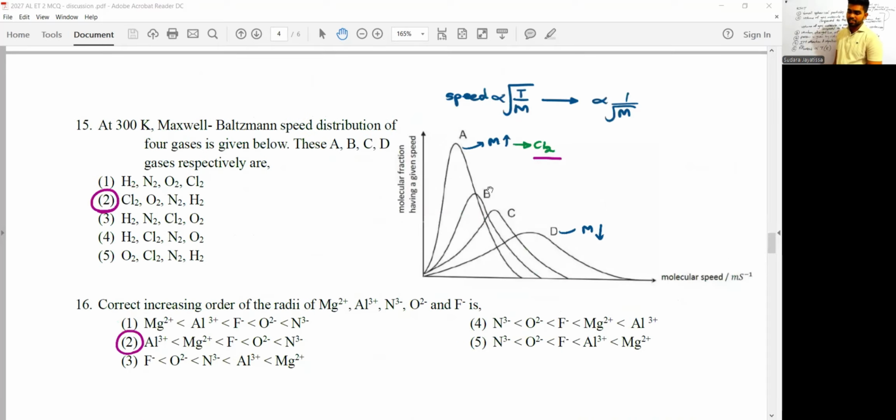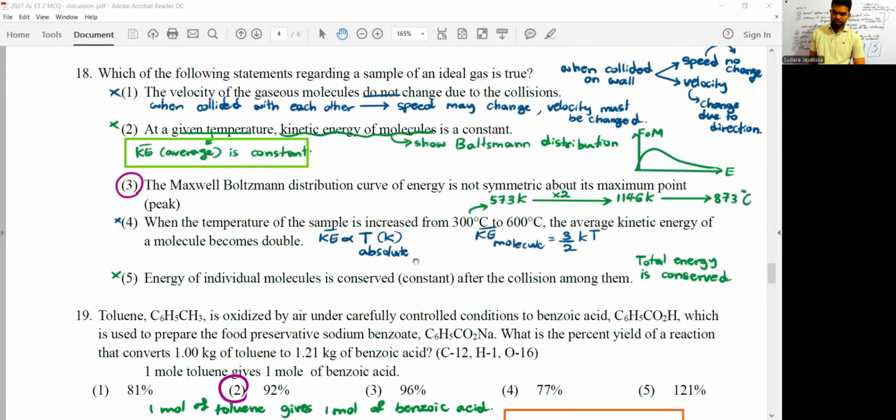Remember in the 15th question? All these Boltzmann curves are not symmetrical, right? It's not going to be symmetrical. So telling that it is symmetrical is wrong. Understood? It's not symmetrical. So the answer is answer 3. That is the correct one.